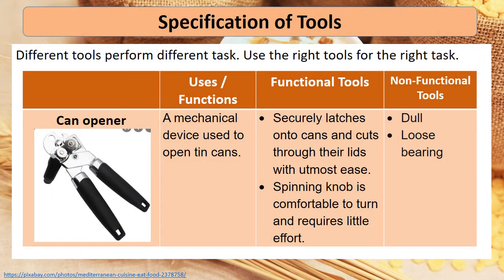Can opener, a mechanical device used to open tin cans. It is functional if it securely latches onto cans and cuts through their lids with utmost ease. The spinning knob is comfortable to turn and requires little effort, and non-functional if it is dull and loses some bearings.